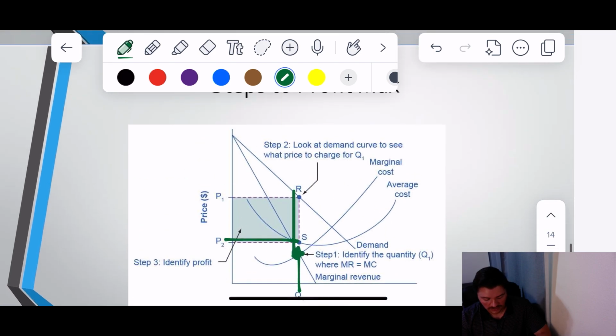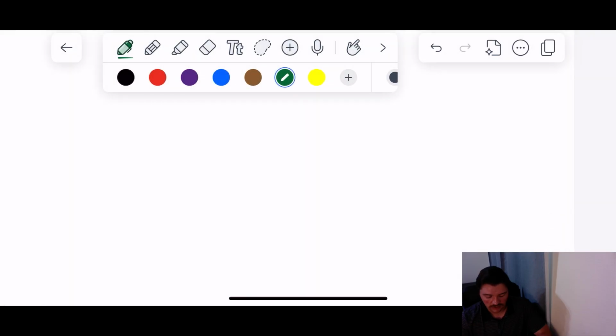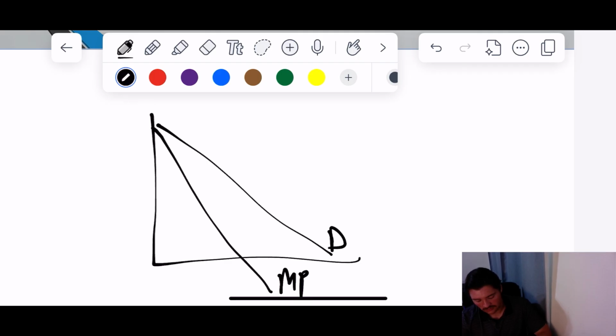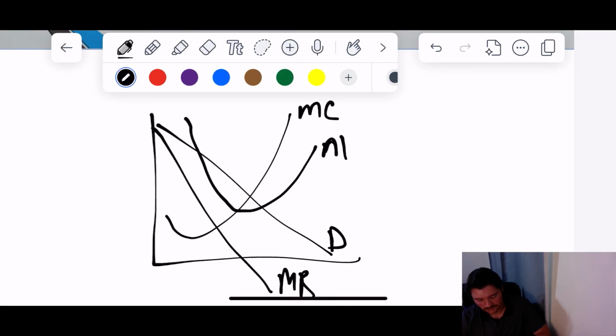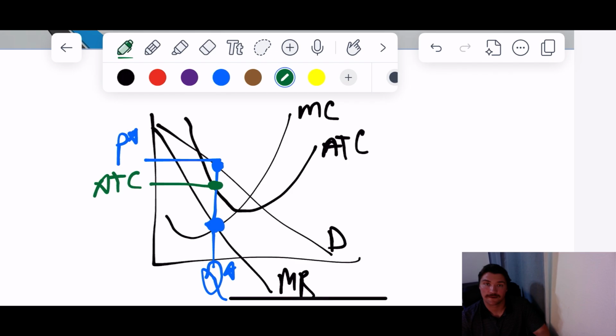Okay, so again, I'll do that for you again so you can really see what happens. We're going to draw a firm earning profits again. It goes demand, MR, MC, and then ATC here. From there you can find your MR equals MC at this intersection. You find the quantity, which is the profit max quantity, MR equals MC. You'll go up to the demand curve to find the price, and then you can go to the ATC curve to find the ATC. Okay.